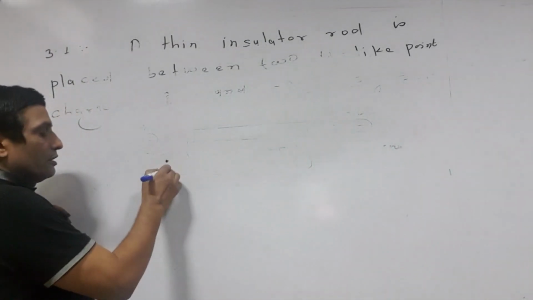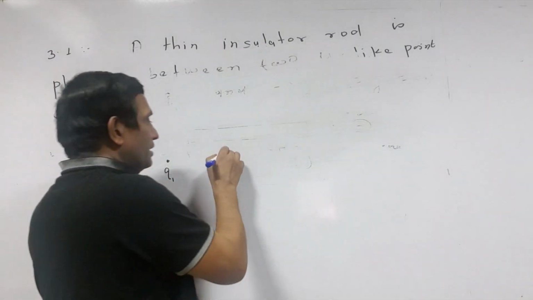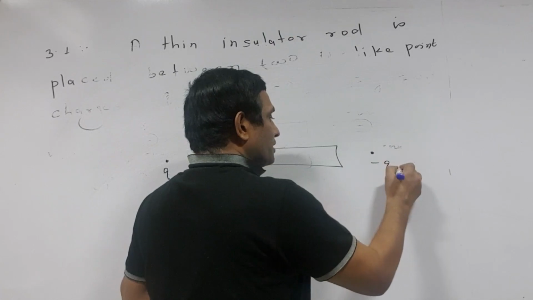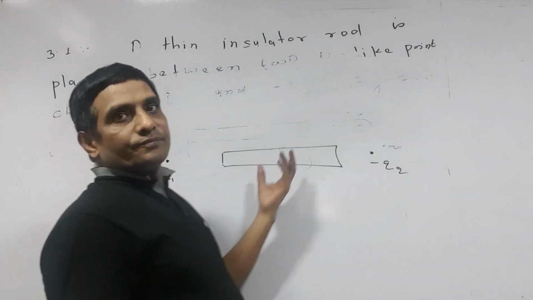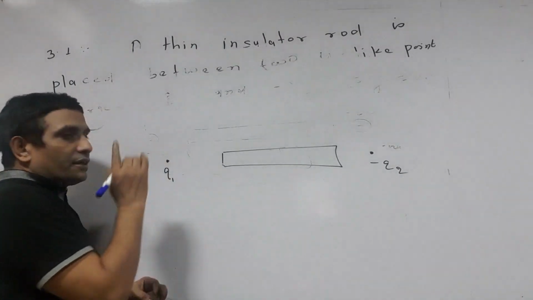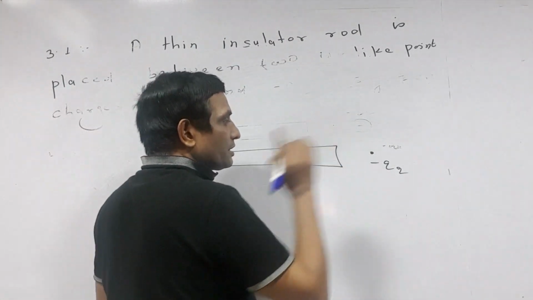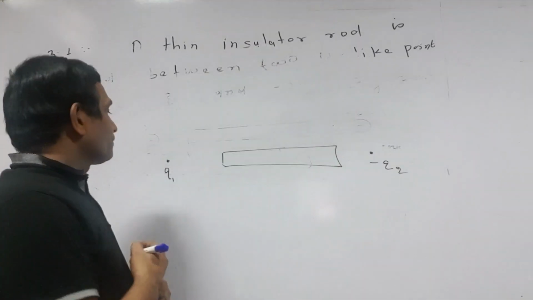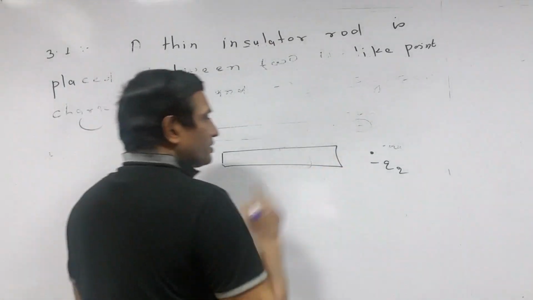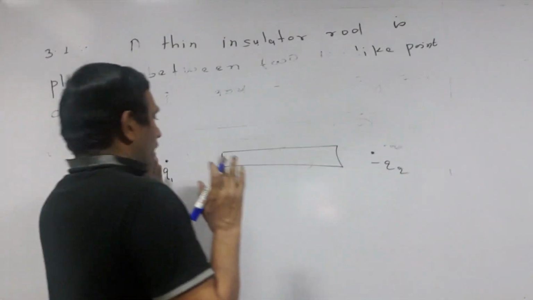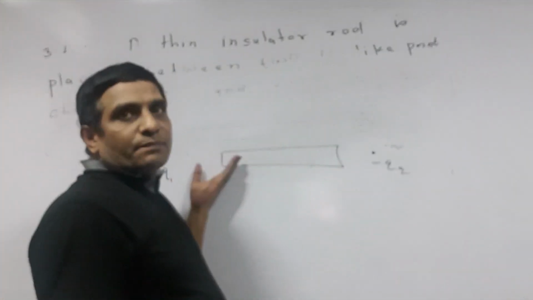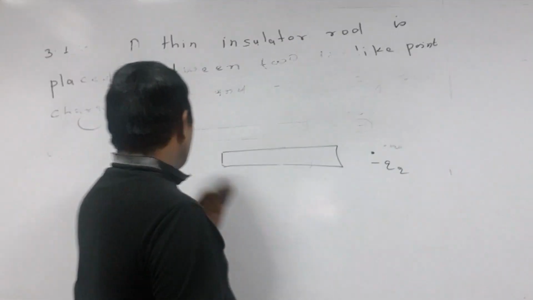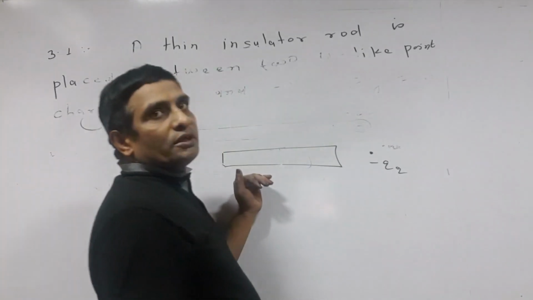If you put here charge Q1 and this is your thin rod, and here your minus Q2 charge, both charges are of different magnitude according to the question. Due to this and this, the electrostatic induction takes place in this insulating rod. This is due to dipole arrangement.